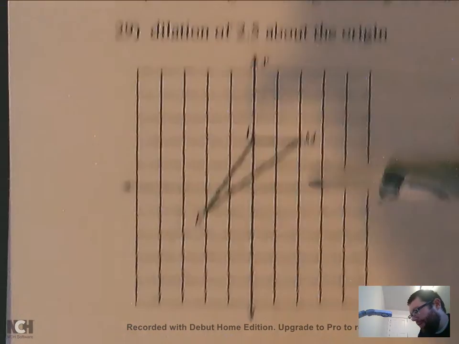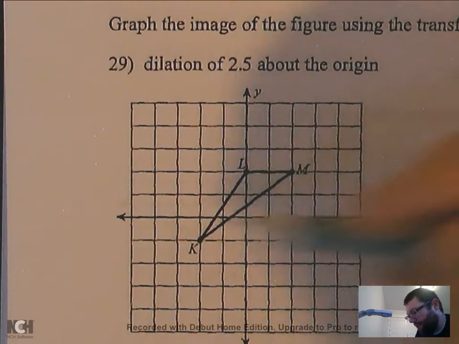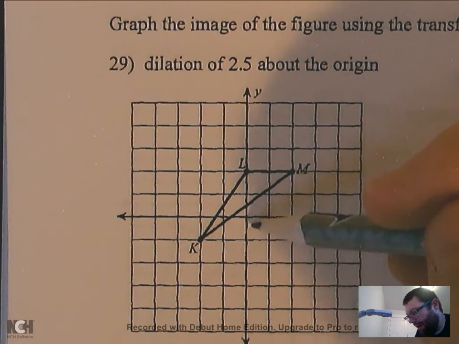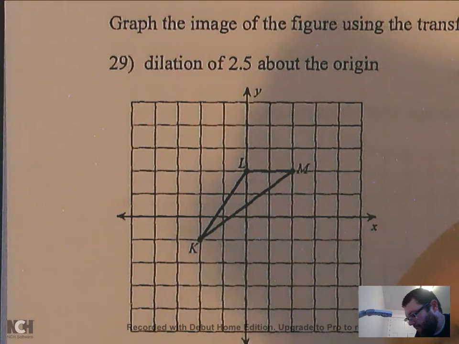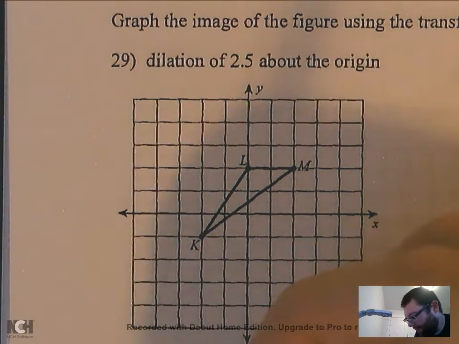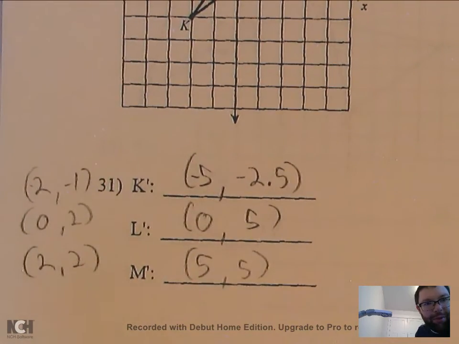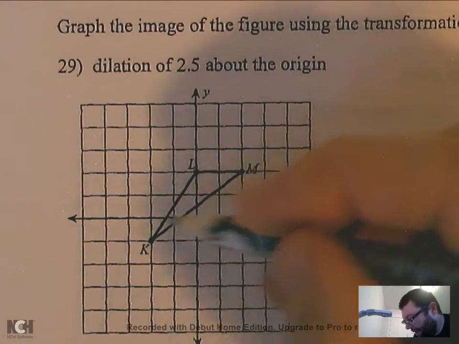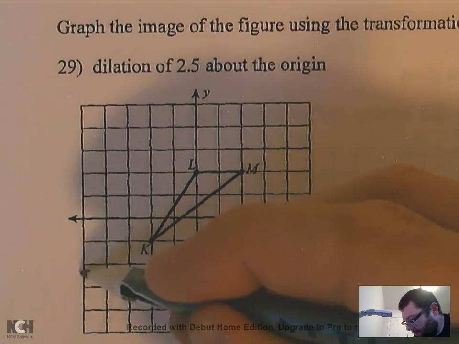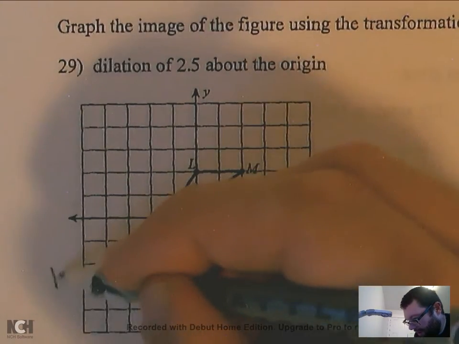So again, to graph that, that should be a negative 2 and a negative 5. Sorry, I did not write down the right numbers for K. Those are both negative x's. All right, so negative 5 and negative 2.5 would be right there. So there's the new K.